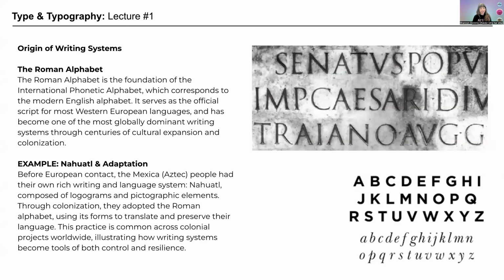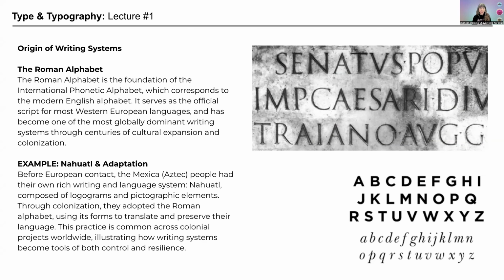Finally, we land at the Roman alphabet. The Roman alphabet is the foundation of the International Phonetic Alphabet, which corresponds to the modern English alphabet. It serves as the official script for most Western European languages and has become one of the most globally dominant writing systems through centuries of cultural expansion and colonization.